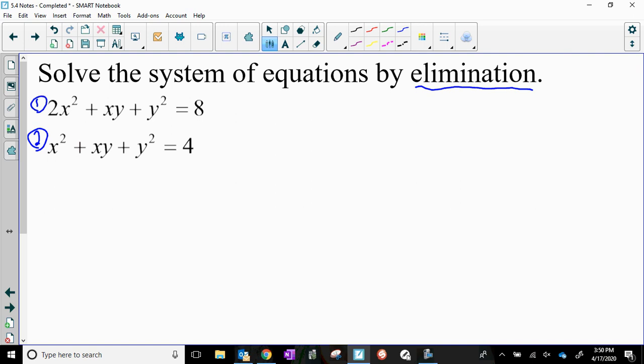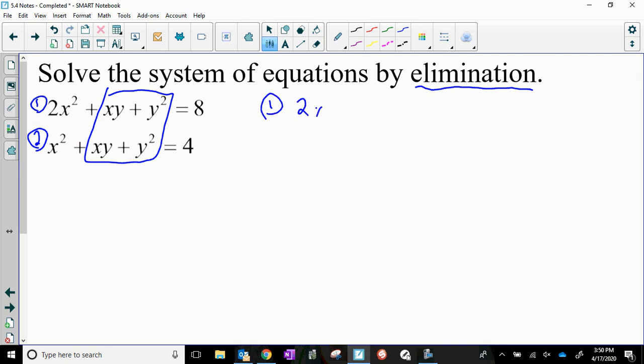So what I see in this problem is there's x squareds, there's xy's, and there's y squareds. So I need to be able to get rid of all the x's or all the y's together. So what I'm looking to eliminate is something where I can eliminate both x's or both y's. If I times the bottom by negative 2, I can get rid of the x squared, but I can't get rid of the x's. But if I times the bottom by negative 1, I can get rid of my y squareds, and I can get rid of my xy's. So when I see something that looks the same, with the same coefficients in the problem, that's what I'm going to attack. That's what I'm going to eliminate.